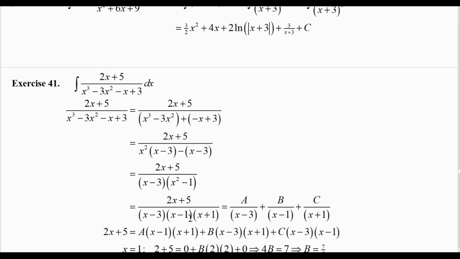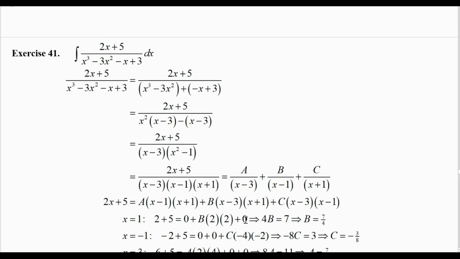And let's annihilate some stuff. I'm going to start by plugging in x is 1. That's going to annihilate the A and the C, making those terms both go to 0. 1 minus 3 is -2. 1 plus 1 is 2. 2 times -2 is -4B. That's the one side. The other side is you plug in 1 here. 2 times 1 is 2 plus 5 is 7. So -4B equals 7. B is -7/4.